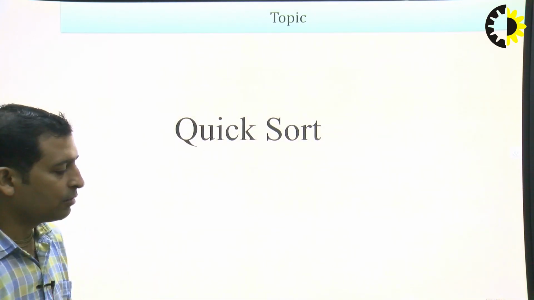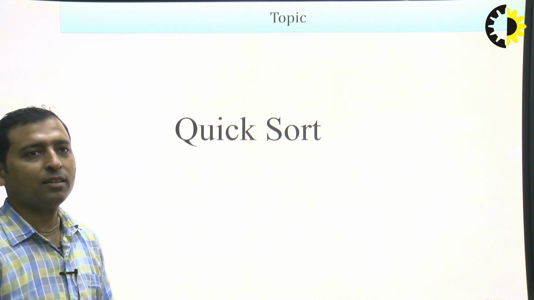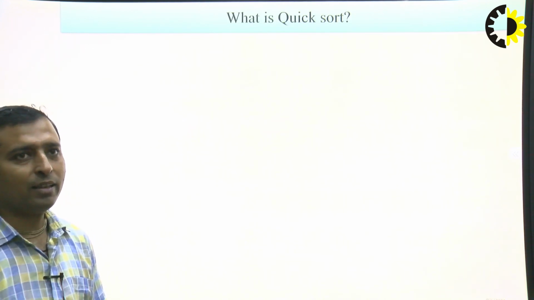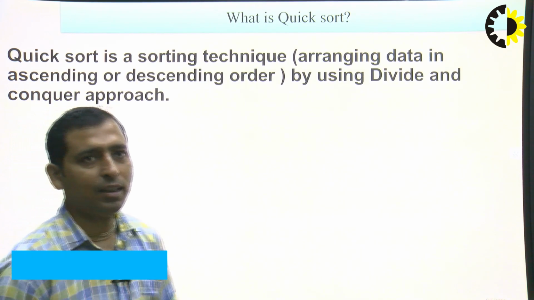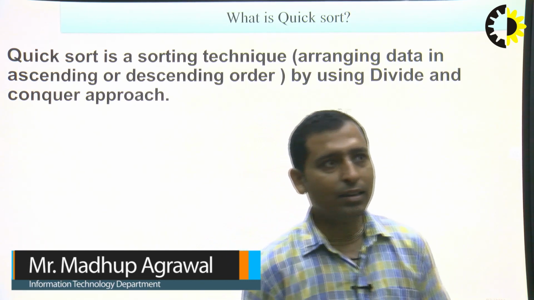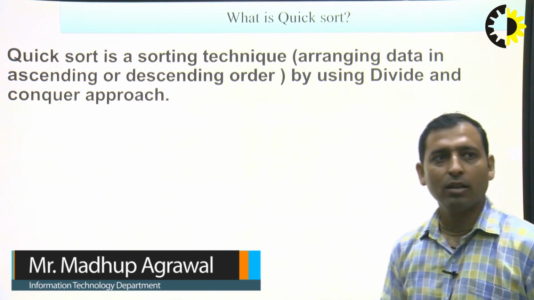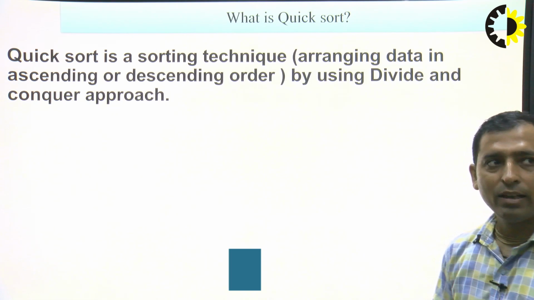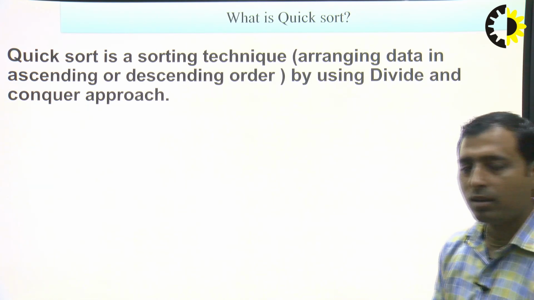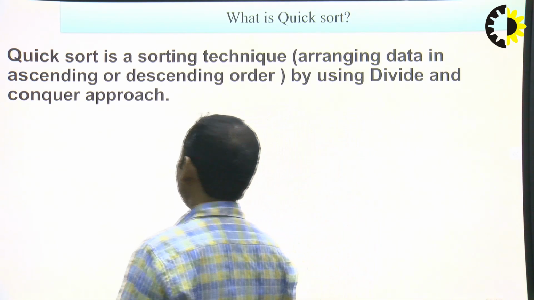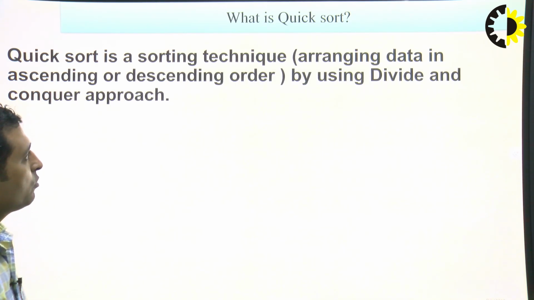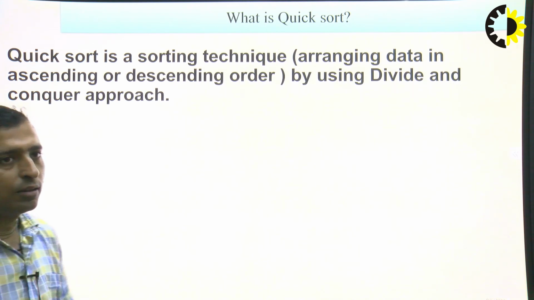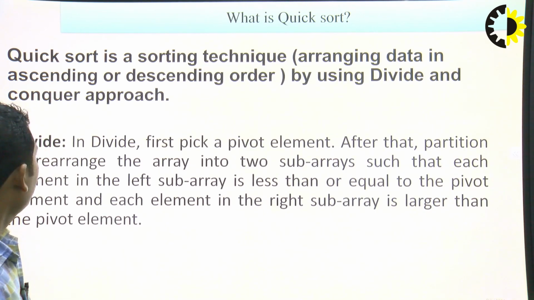Today our topic is quicksort. This is a very important topic related to data structure. So first we understand what quicksort is. Quicksort is a sorting technique. Sorting means arranging data in ascending or descending order. Quicksort follows the divide and conquer approach to sort the data. So how to sort the data using quicksort, we will understand.